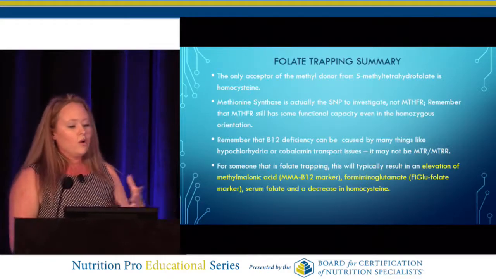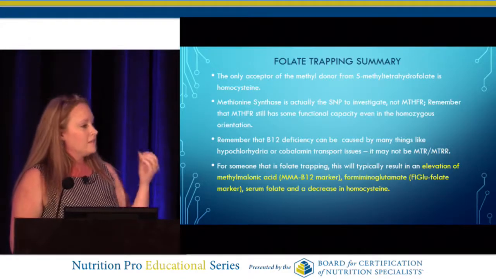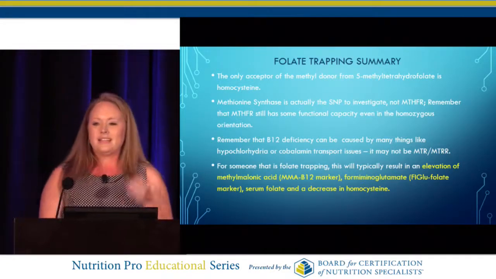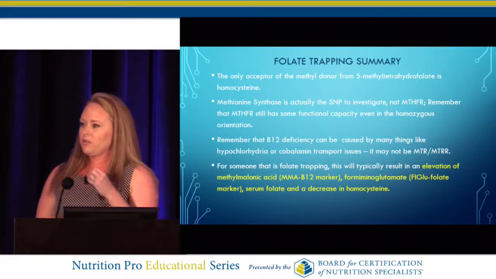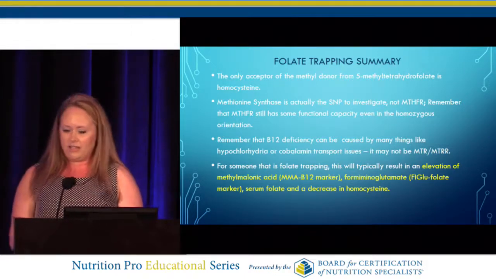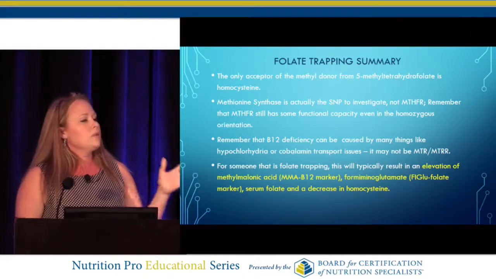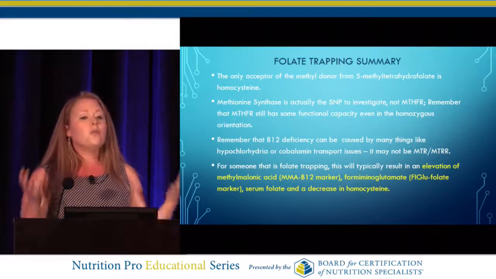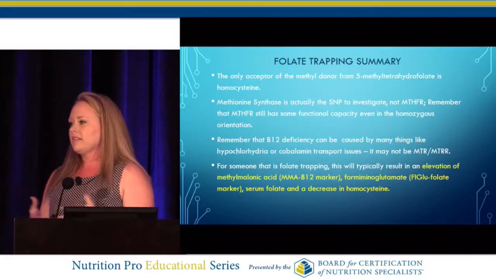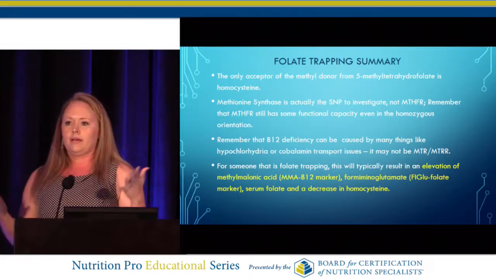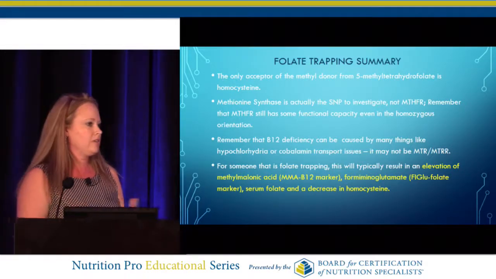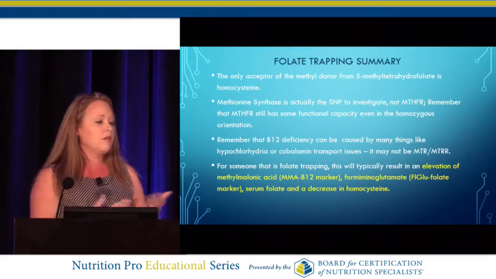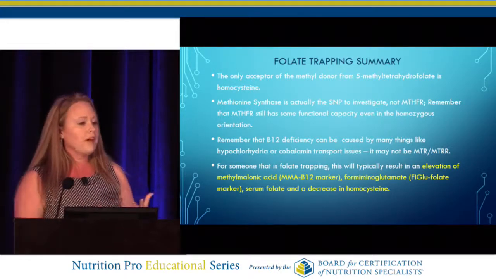So in summation, the only acceptor of that methyl donor is homocysteine. Methionine synthase is actually the SNP that you want to be investigating, not MTHFR. B12 deficiency, is it only caused by MTR? No, it can be caused by many, many things. It can be caused by Concerta or other drug reactions, PPIs. It can be cobalamin transport issues. There are lots of reasons.